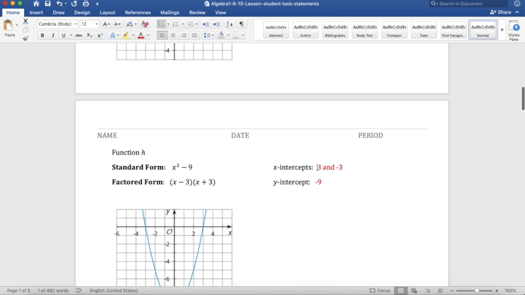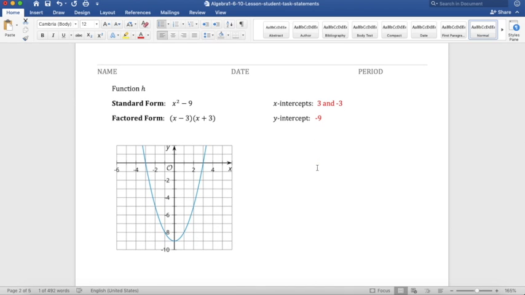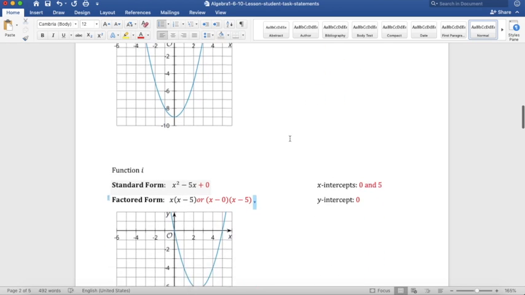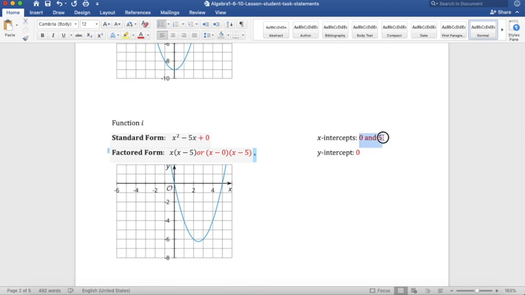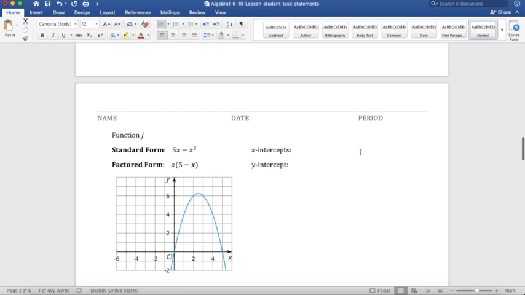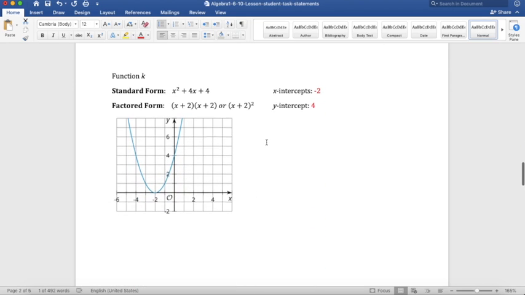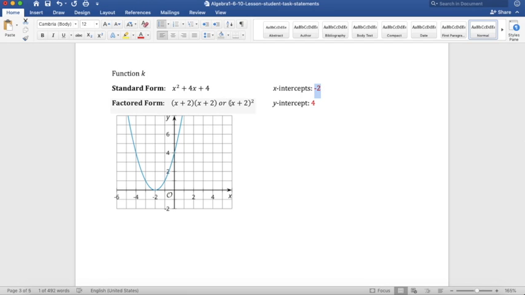I'm telling you, I just learned this today, so if you're just learning it now too, we're on the same page. So here my x-intercepts are 3 and -3, and my y-intercept is -9. Is there a connection between the x-intercepts and the y-intercept? Here my x-intercepts were 0 and 5, and my y-intercept was 0. Let me skip that one. Here my x-intercepts are -2 and -2, and my y-intercept is 4.